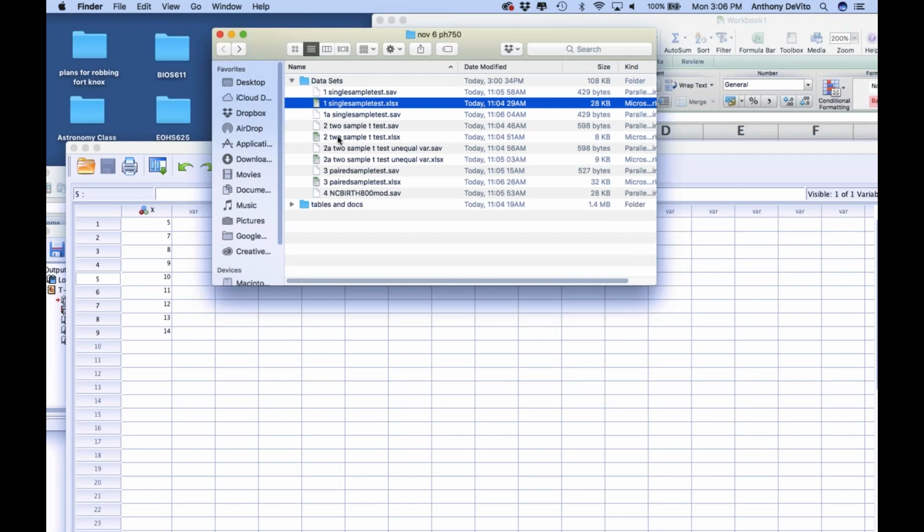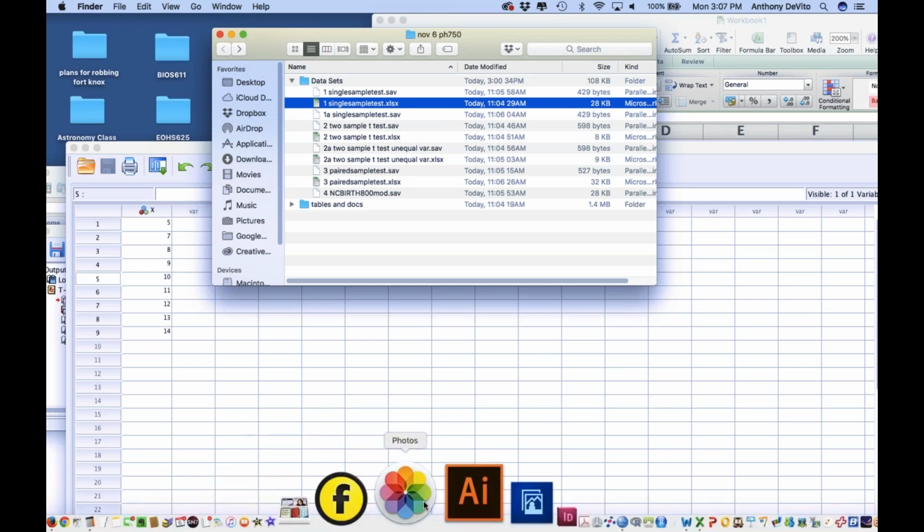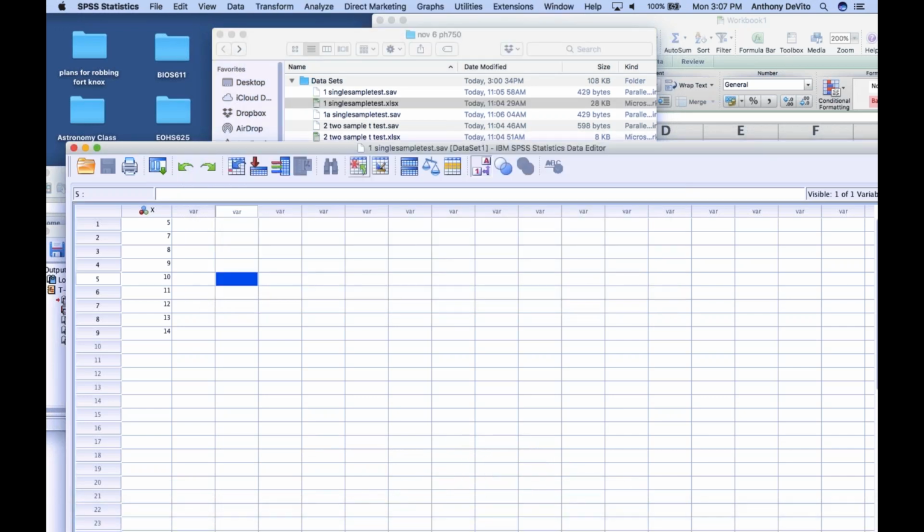You should be able to download that and drop it on your desktop. Not the Excel one, because then we would have to go through all the calculations. You want the 2 sample ttest.sav. I'm going to do that myself. I'm going to open it up in SPSS, and then I'll pause for you guys to catch up.